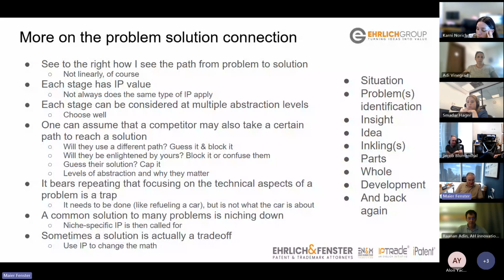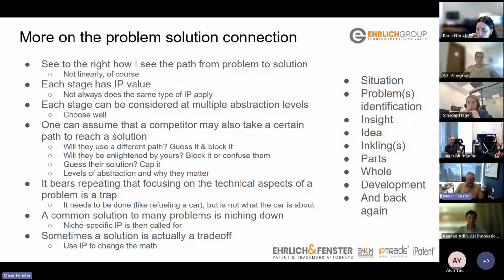And that's why I'm saying again, focusing on the technical aspect of the problem is a trap. It needs to be done, but it's not the most important thing. How do other people often solve problems? Problems are very complicated. They choose a niche. We're not going to treat everybody. We're only going to treat middle-aged women between 50 and 65, actually the biggest market.